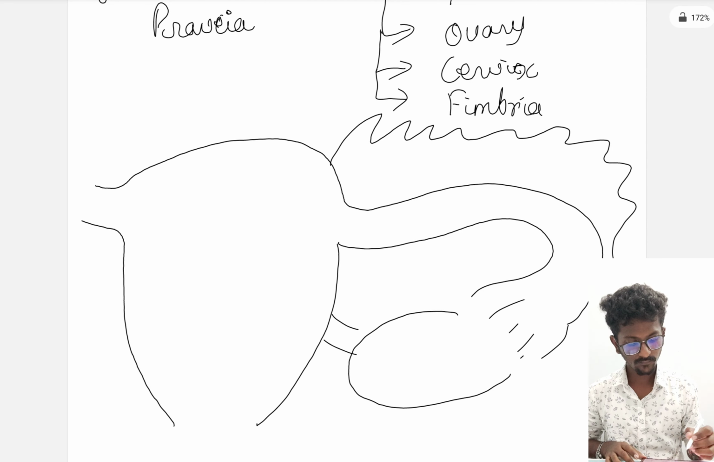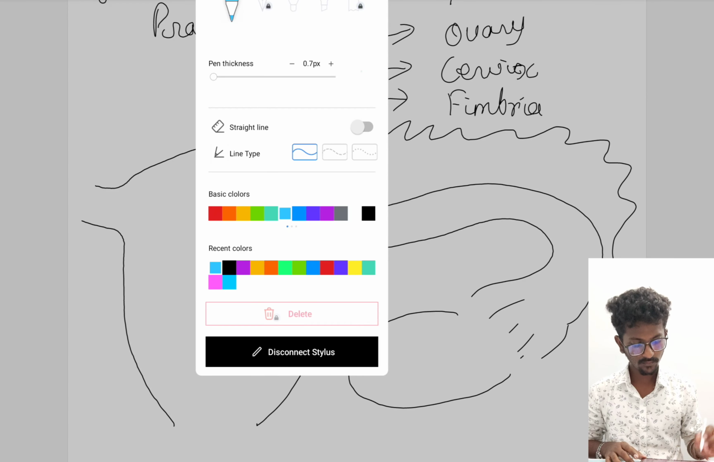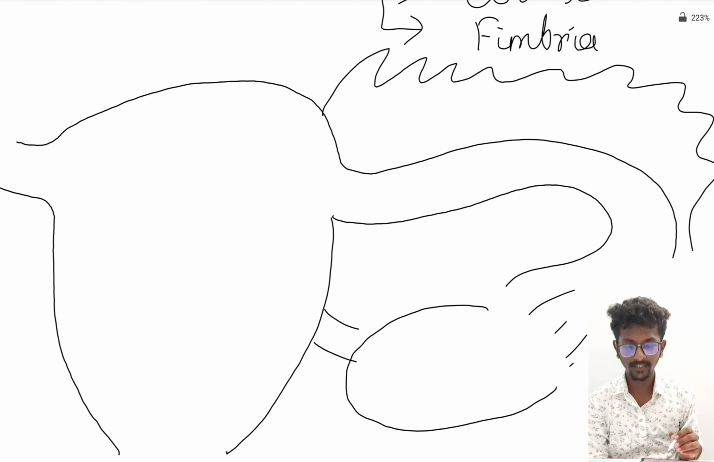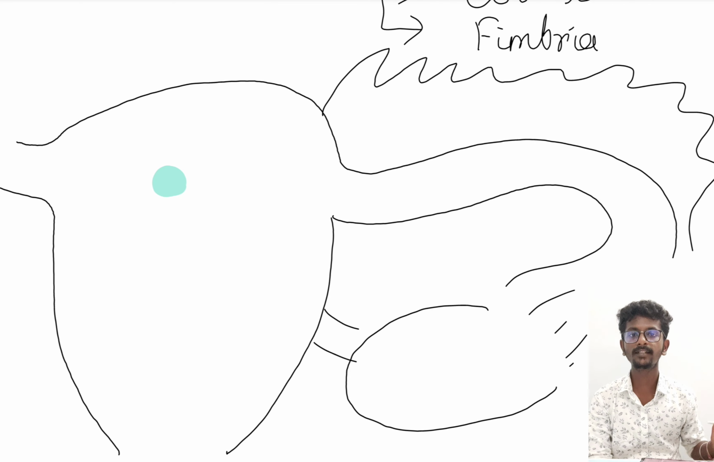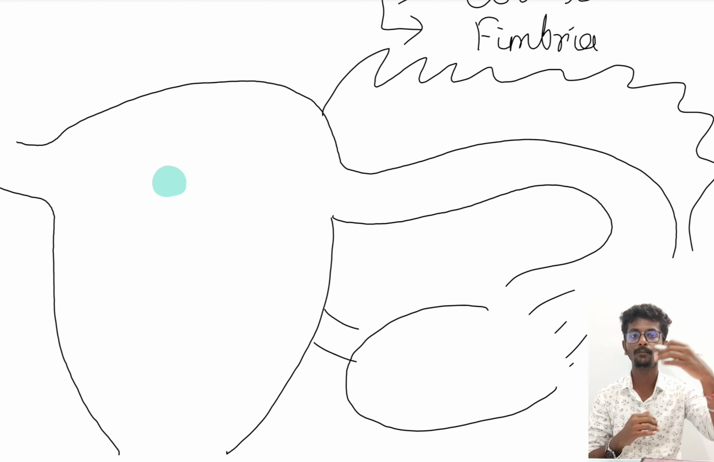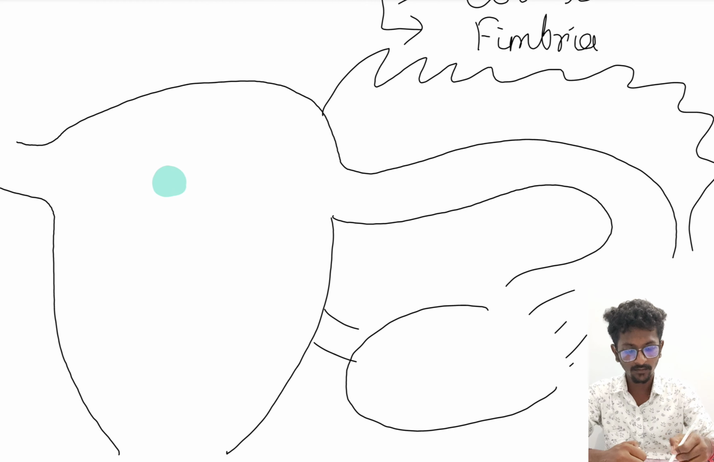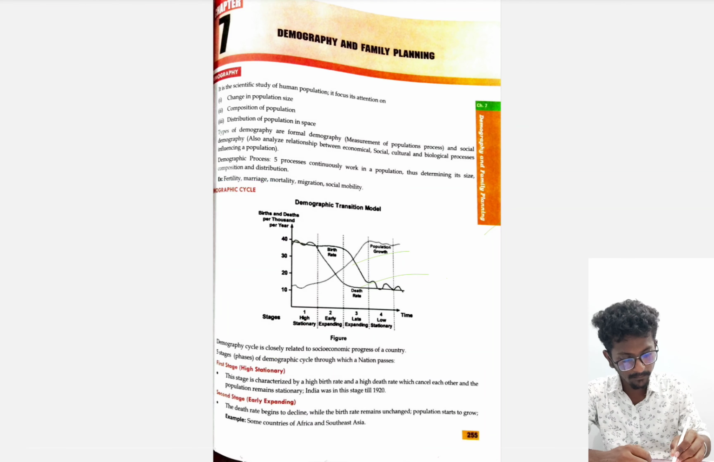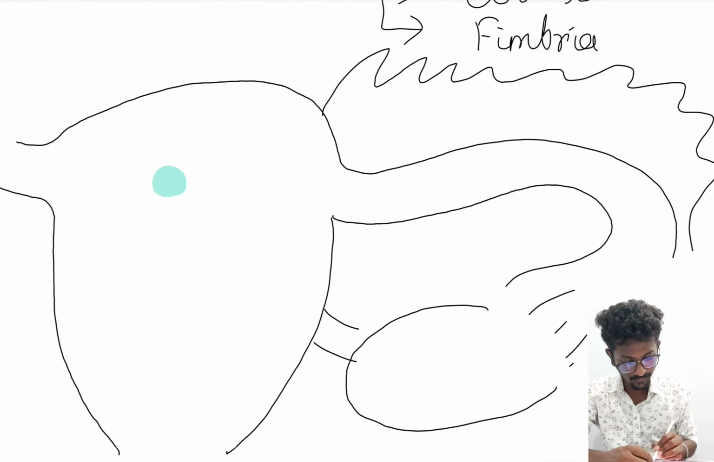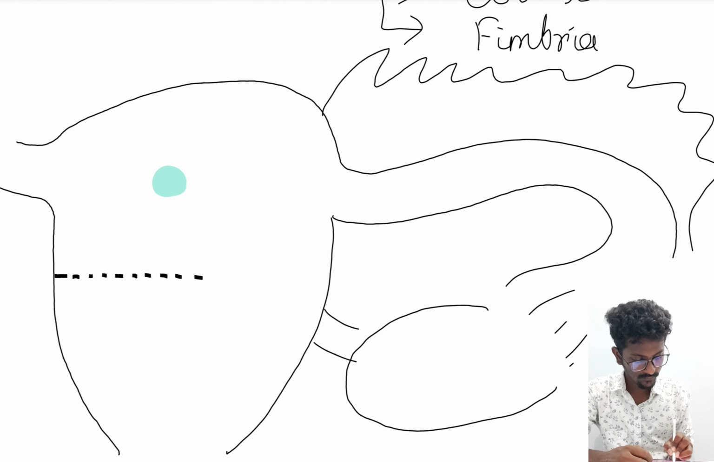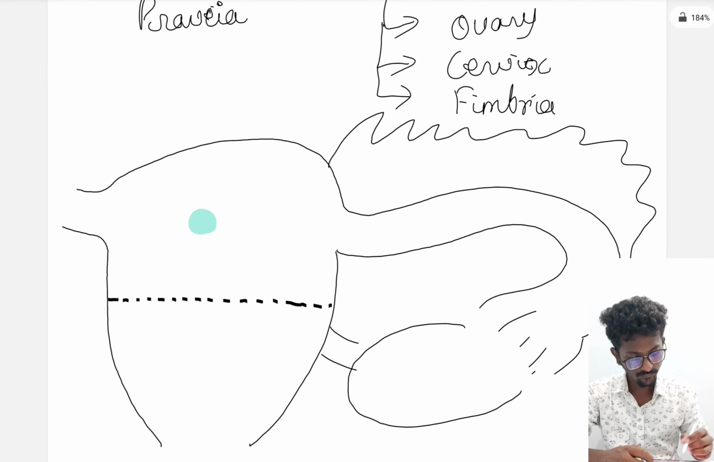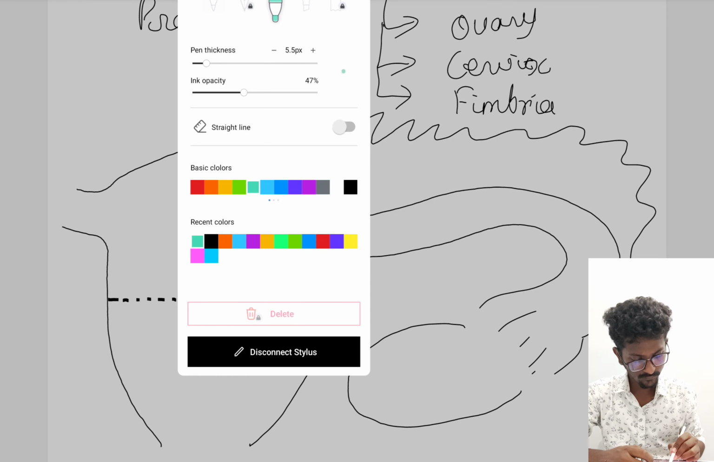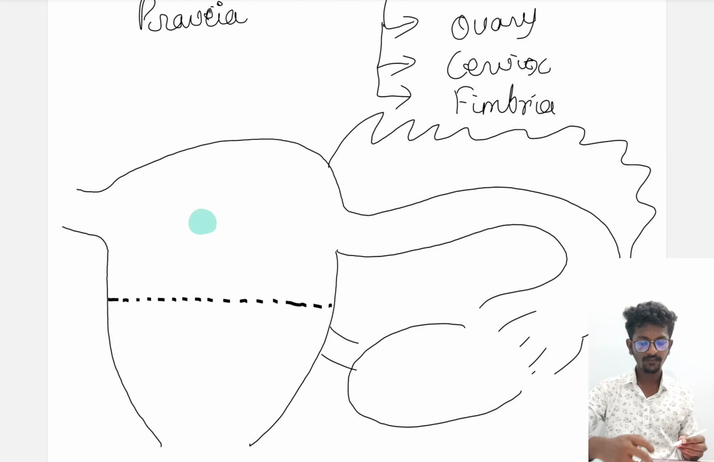Now, okay, so if the implantation takes place in this segment, this is the normal site of implantation because it is taking place in the posterior wall of the upper segment of the uterus. Let me demarcate the boundary of the upper and the lower segment. Okay, so this is the upper segment, this is the lower segment. But if the implantation takes place in the lower segment, it is called as placenta previa.